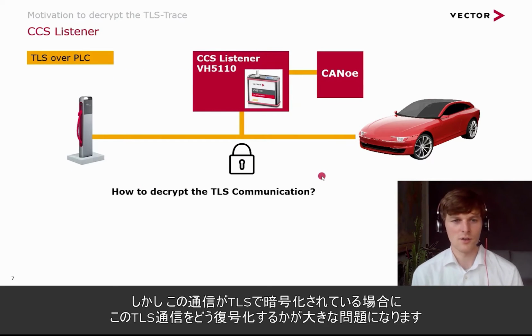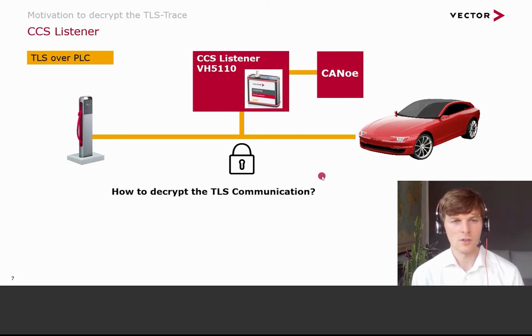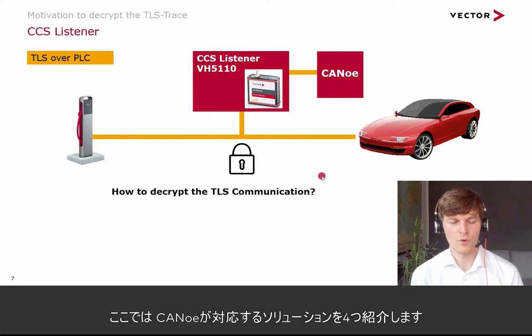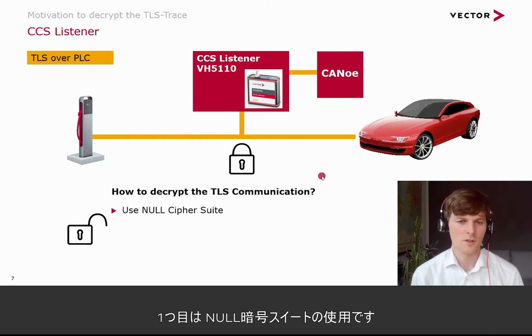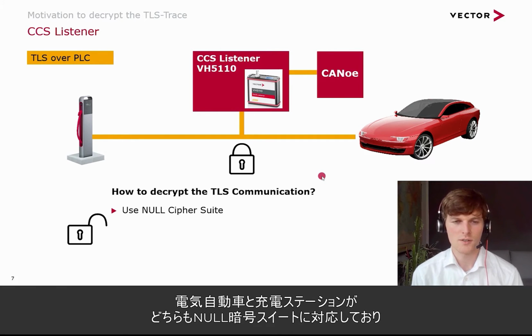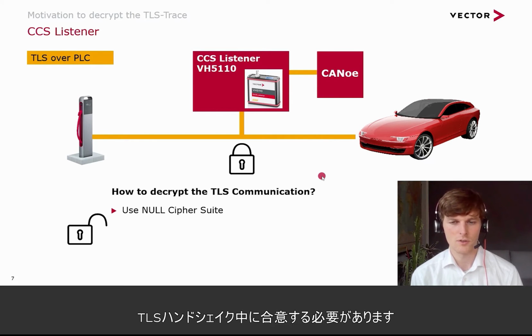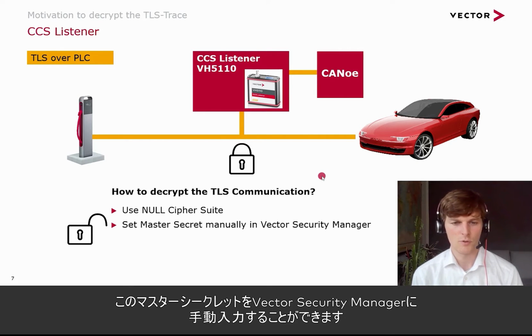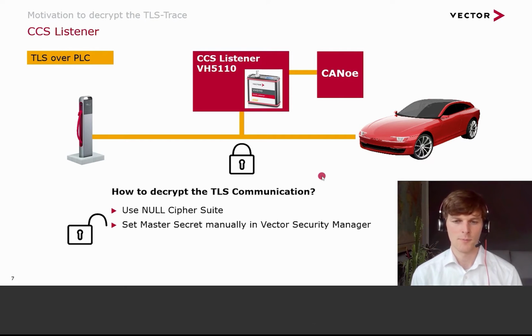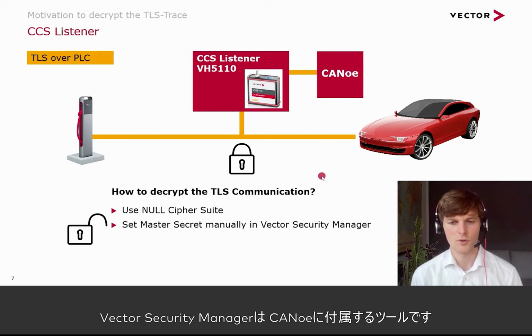But now the big question is, if this communication is TLS encrypted, how can you decrypt it? I will show you now four solutions that CANoe supports. First of all, you can use the Null cipher suite. Both sides, the electric vehicle and the charging station, have to support the Null cipher suite, and they have to agree to it in the TLS handshake. Another solution is if one side, the charging station or the electric vehicle, provides a master secret, you can manually type this master secret into the Vector Security Manager. The Vector Security Manager is a tool which comes with your CANoe installation.